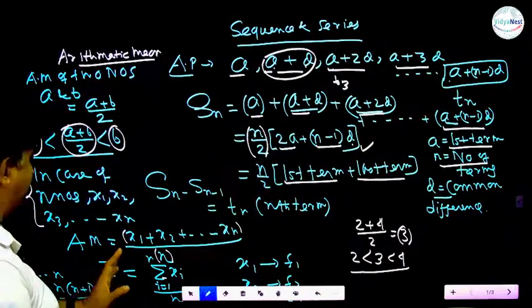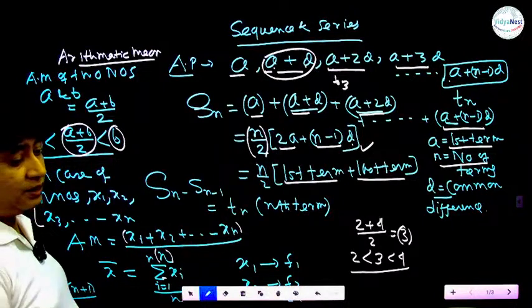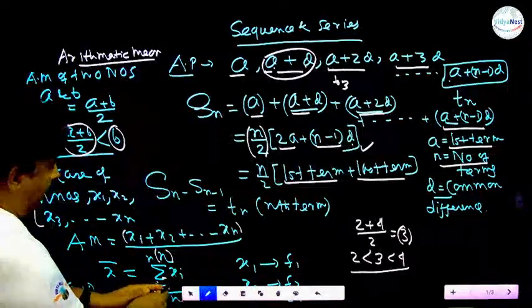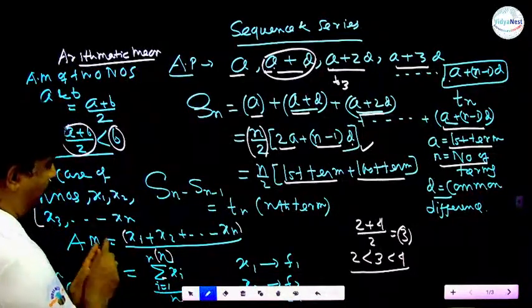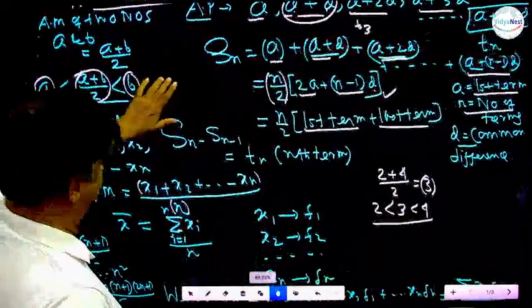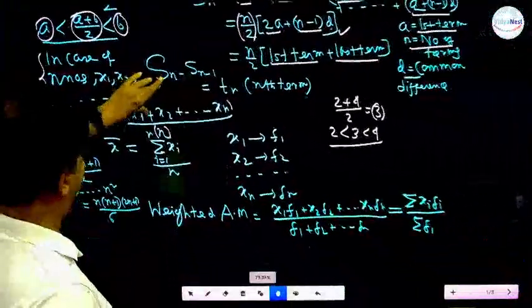I hope you are quite familiar with this. x1, x2, ... xn. What will be its generalization? xi with suffix i starting from 1 and ending at n.